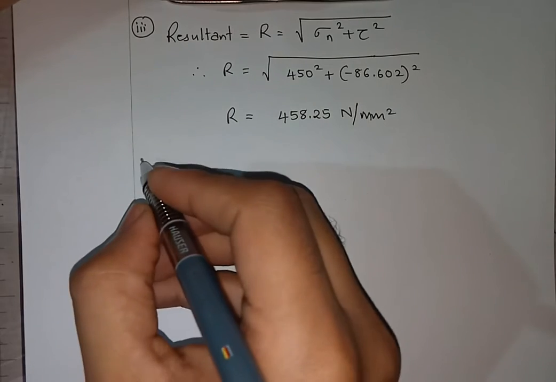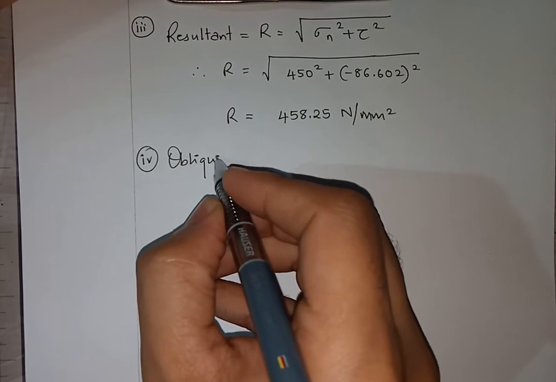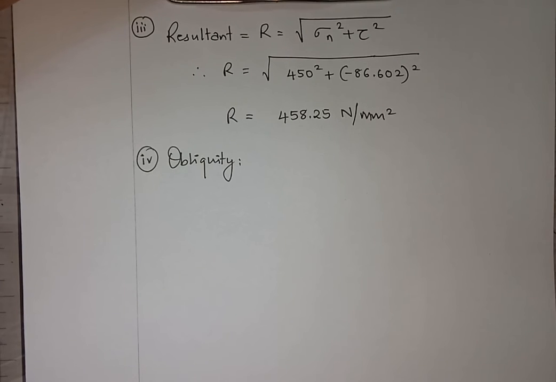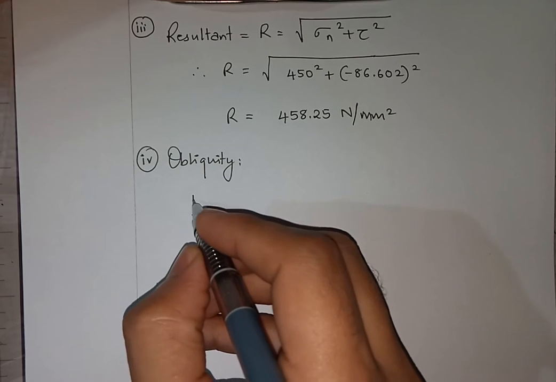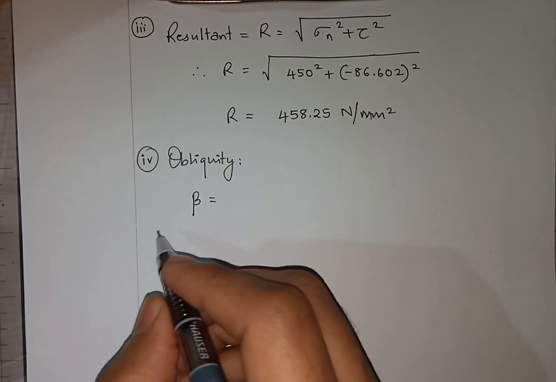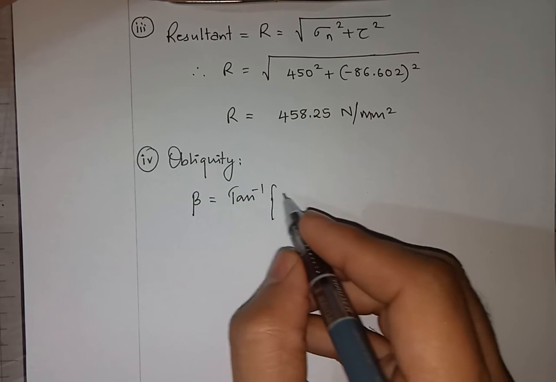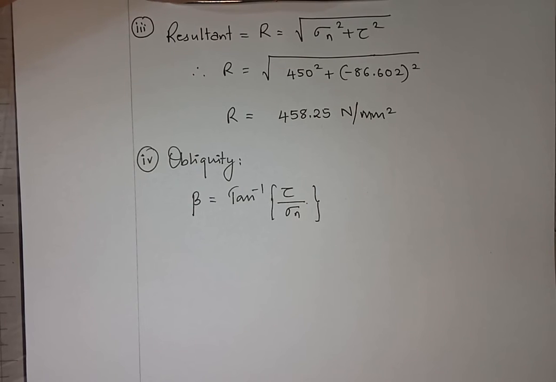Next, I have been asked to find out the obliquity. This obliquity term is rarely asked in your examinations, but you should know what obliquity is. Obliquity is denoted by beta. The formula to calculate obliquity is tan inverse of tau divided by sigma n. So this formula gives me obliquity.